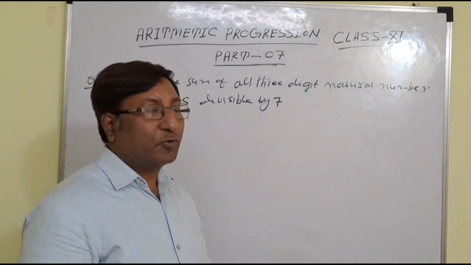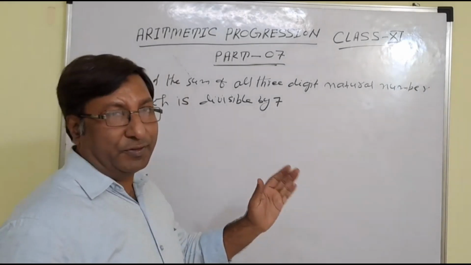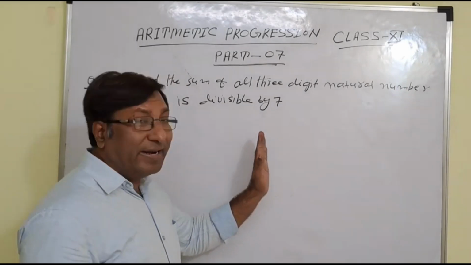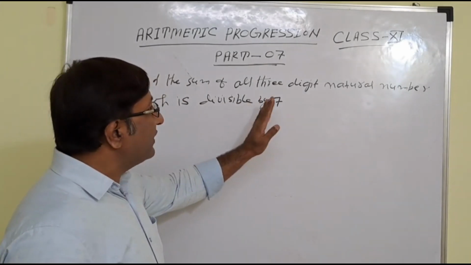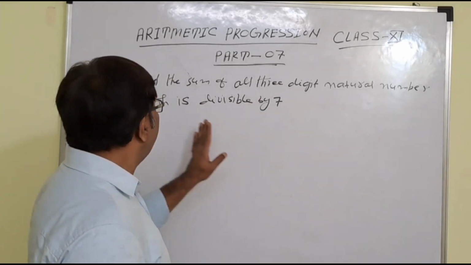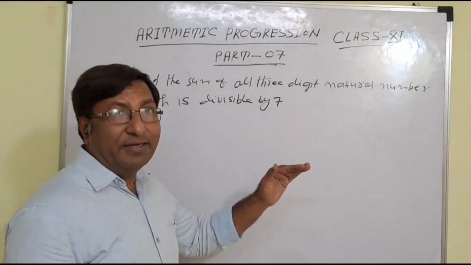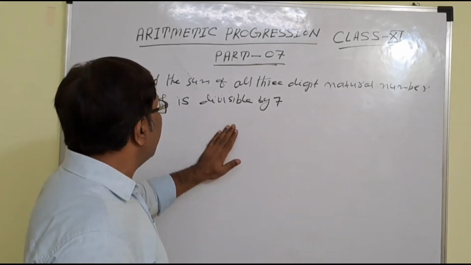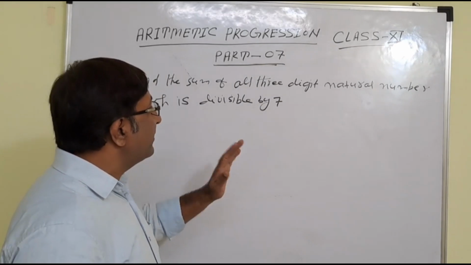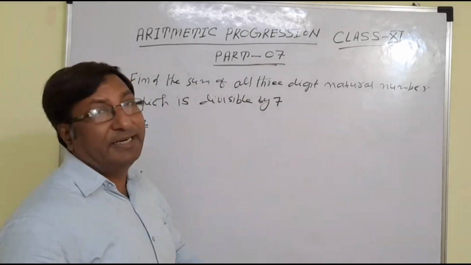Now see the next question. Question is what? Fifth question. So the fifth question is: find the sum of all 3-digit numbers which are divisible by 7. For this type of question, first we have to go, what is the sum of all 3-digit numbers?